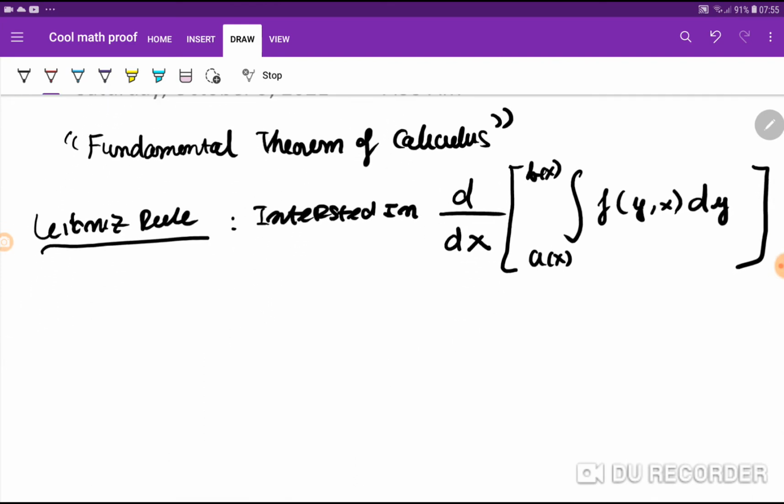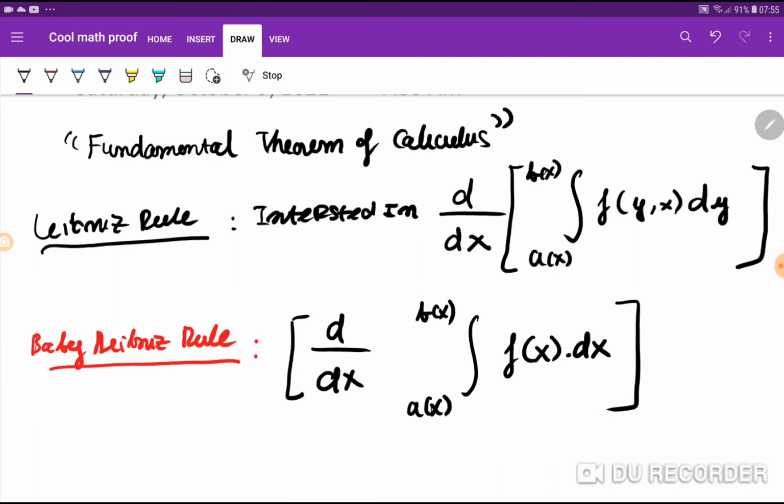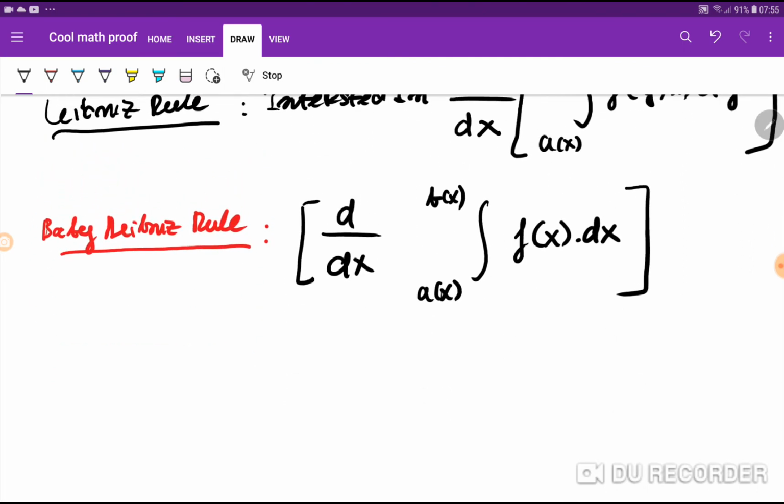In baby Leibniz rule, let me write in red, we're also interested in taking derivatives with respect to x, but our function is no longer multivariable. Our function is just single variable. That's what we're interested in. It's more familiar, more simplified. Let me show you how to do this without actually calculating the integral.